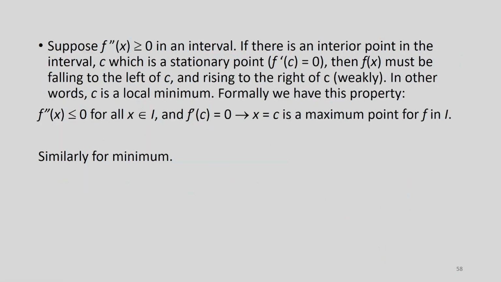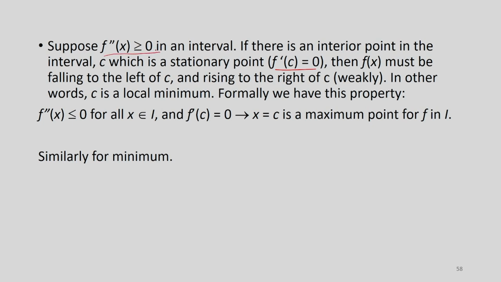Okay. Here is a definition. Suppose f double dashed x is greater than or equal to 0, that means it is a convex function. If there is an interior point C in the interval, which is a stationary point, that is f dashed of C is equal to 0, then f(x) must be falling to the left of C and rising to the right of C weakly. In other words, C is a local minimum. So, this is something which is quite intuitive.